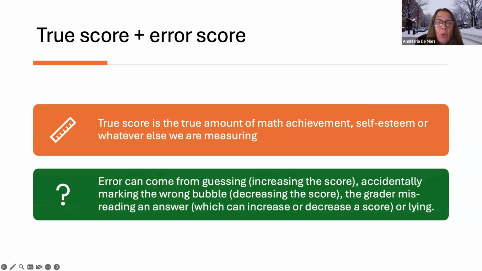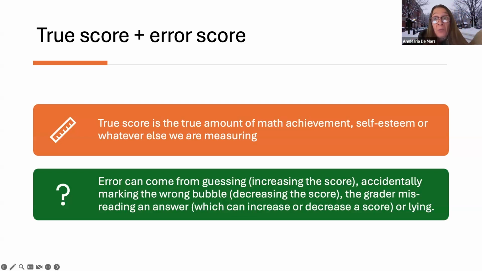Now, the true score is the true amount of math achievement or self-esteem or whatever else it is that you are measuring. An error can come from a lot of different places. So your total score is the true score, how much of whatever it is you're measuring we really have, and error. Students can guess and they can get a higher score than their true score. They could misread the question or they could accidentally mark in the wrong bubble, and that would decrease their score. They really did know that answer, but they just filled in the wrong thing.